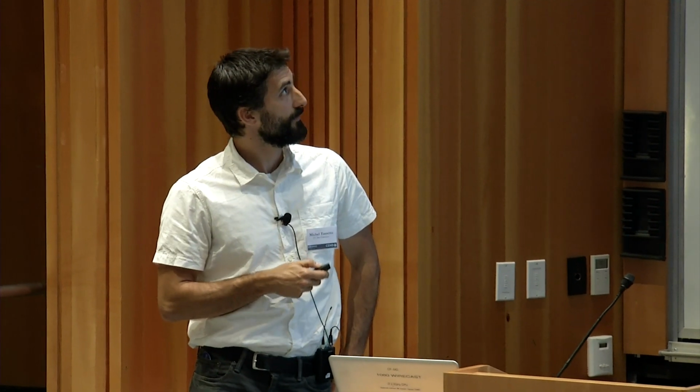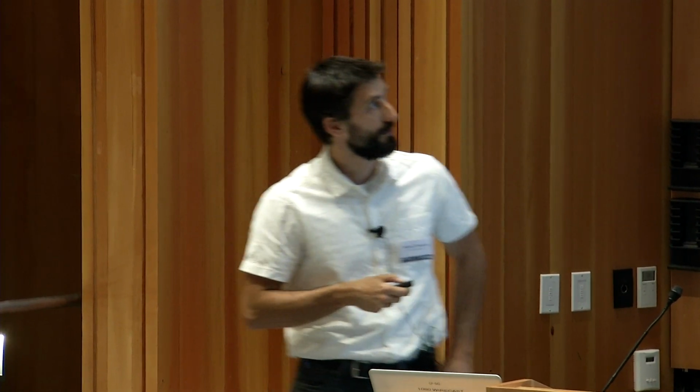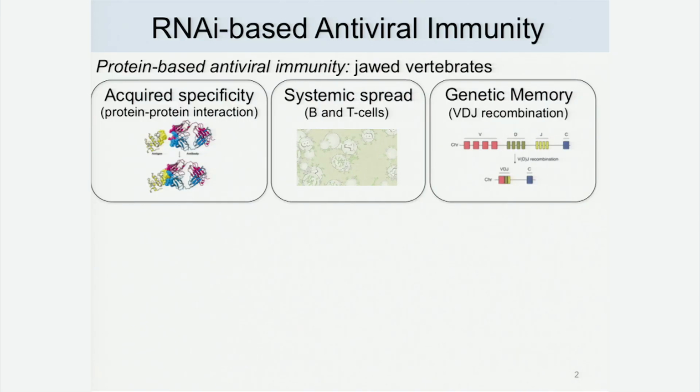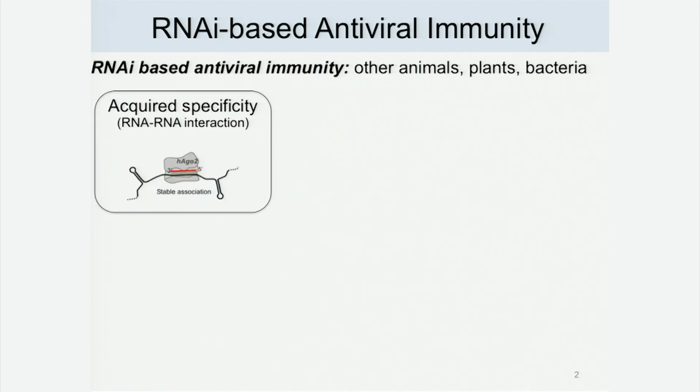Today I'm going to talk about our recent discovery of a nucleic acid-based adaptive immunity in the insect Drosophila melanogaster. As you may know, to combat viral infection, higher vertebrates have evolved, in addition to their innate immune response, a more complex adaptive immune response that is a protein-based system characterized by an acquired specificity through protein-protein interaction between antibodies and antigen. This immune signal can be spread in different tissues through the B and T cells, and most importantly also the formation of a genetic memory of this encounter between the host and the pathogen. But that's just for the higher vertebrates.